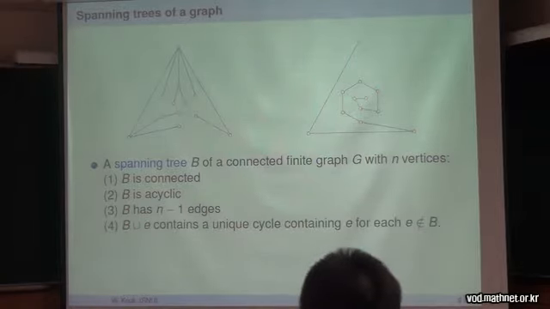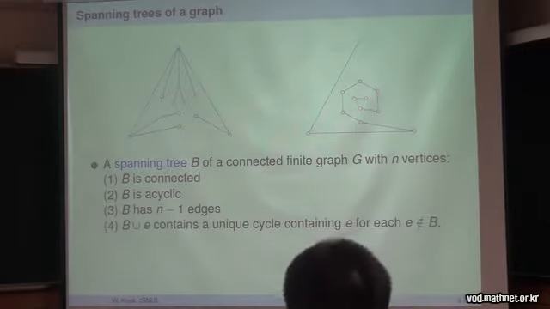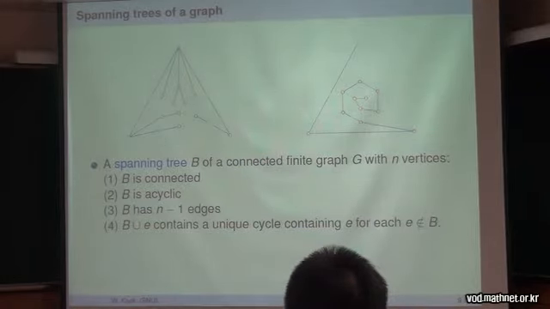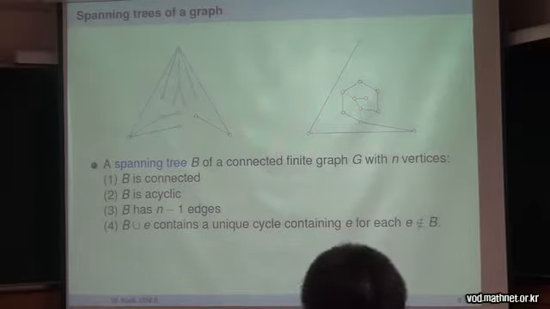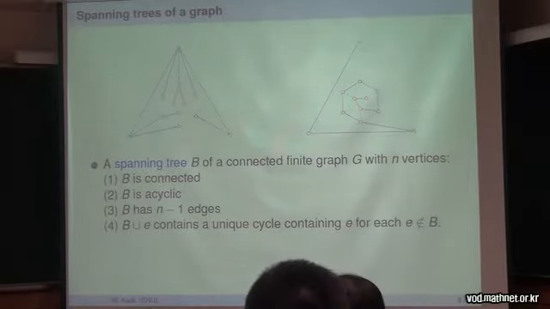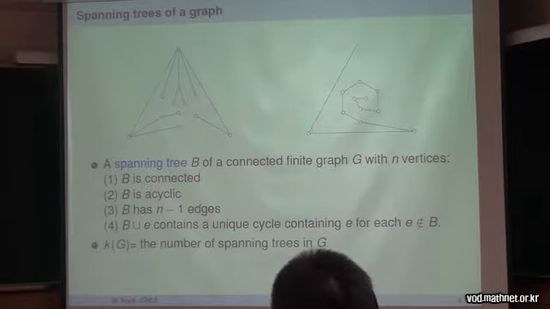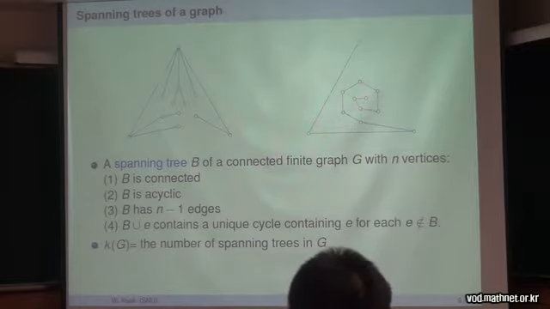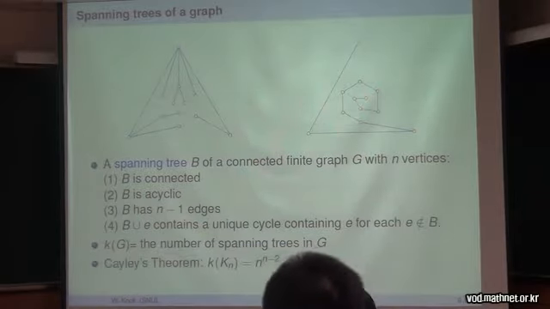Now, another fact that one can get out of those three facts is item number 4, which says if you add a new edge from outside the spanning tree, it's going to contain a unique cycle, containing that edge and also other edges in the spanning tree. We'll denote the number of spanning trees in a graph G by kappa G. The letter k is used because sometimes the number of spanning trees is called the complexity of the graph. For that reason, kappa G is sometimes used.